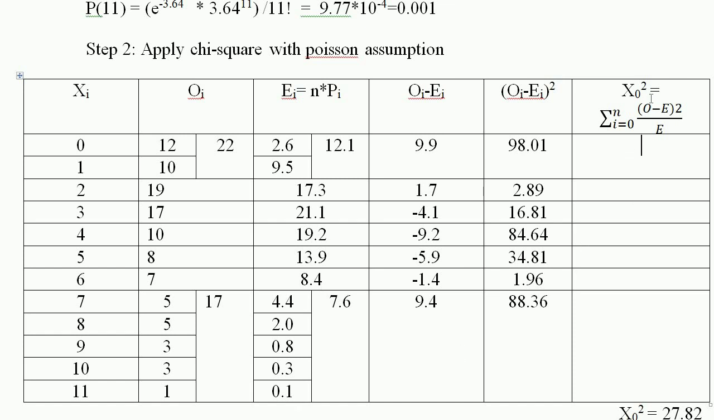So now calculate x naught square, that is the chi square formula here. OI minus EI whole square is 98.01 divided by EI, 12.1. You will get a value of 8.1. Next, 2.89 divided by EI, that is 17.3. So you will get 0.167. Again, here OI minus EI whole square is 16.81 divided by EI 21.1. So you will get 0.796.